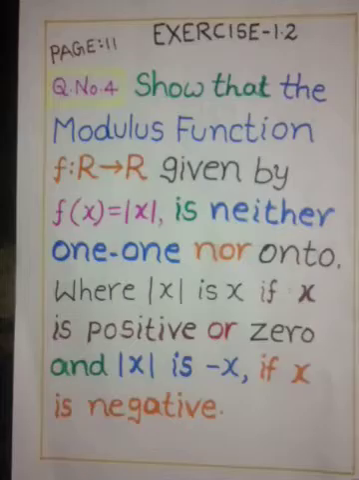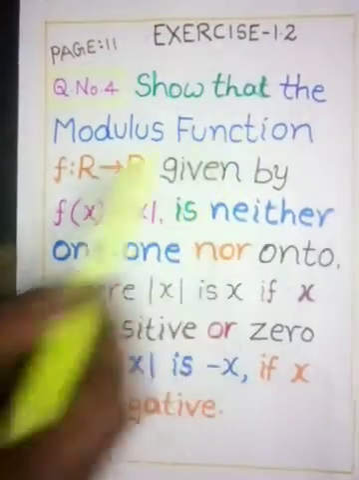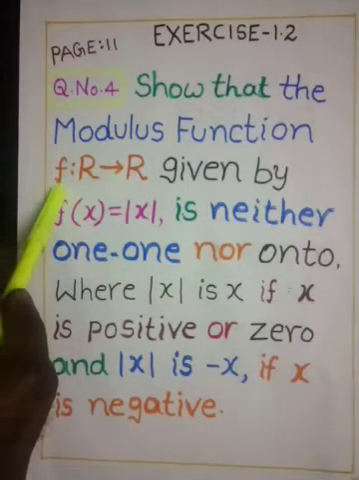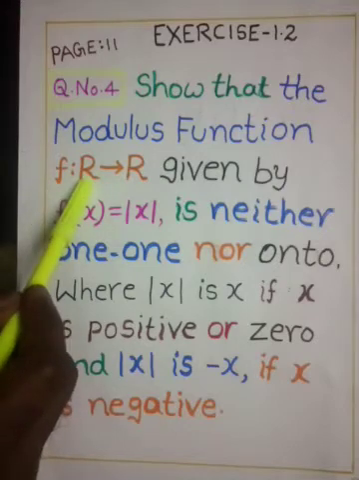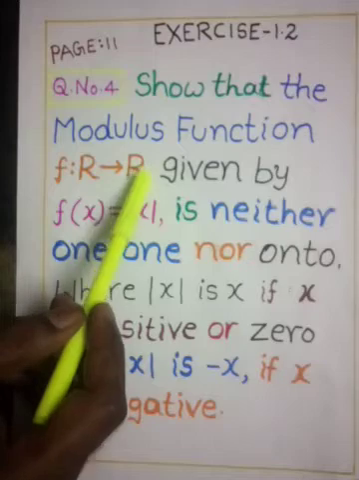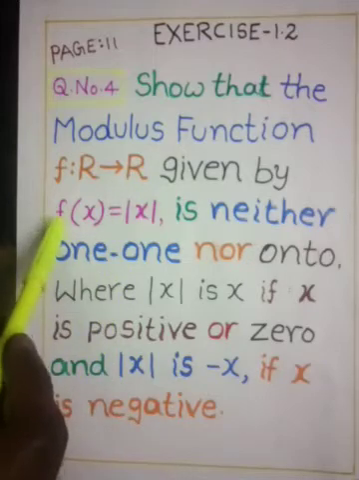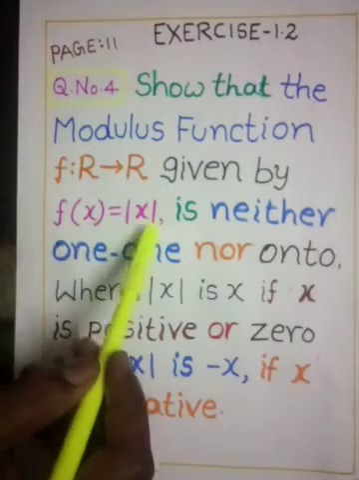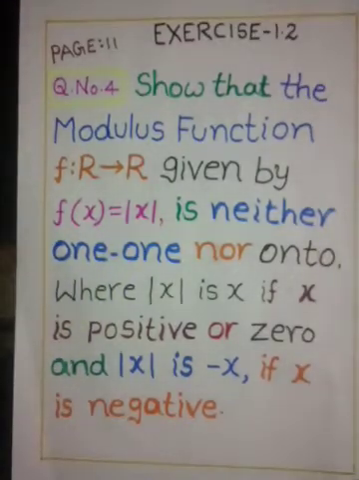What is the function here? Modulus function. What is the function here? F. What is the domain here? Real numbers, set of real numbers. What is the codomain? Set of real numbers. Okay. What is defined as f of x? F of x is equal to mod x. Okay, my dear children. Right.